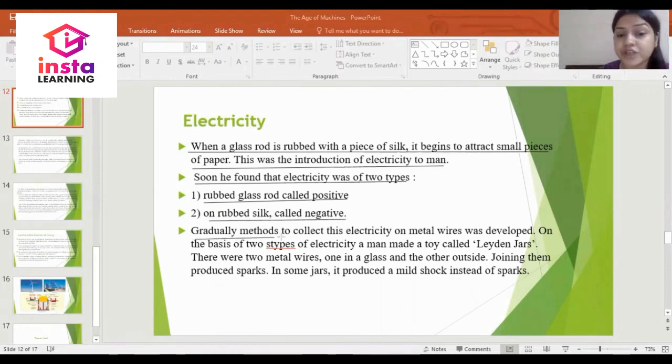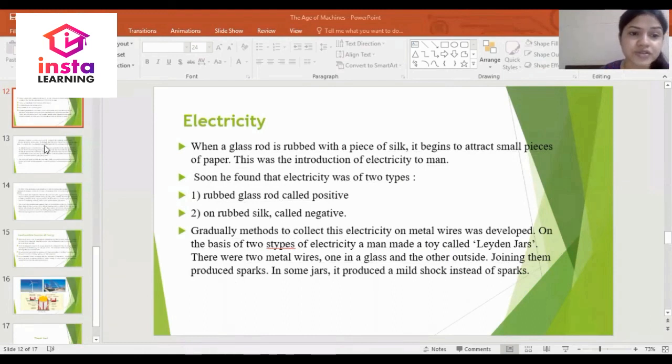Dear student, gradually methods to collect this electricity on metal wires were developed. On the basis of two types of electricity, a man-made toy called Leyden jar was made. There were two metal wires, one in the glass and the other outside. Joining them produced a spark. In some jars, it produced a mild shock instead of a spark. So let's understand more about electricity.